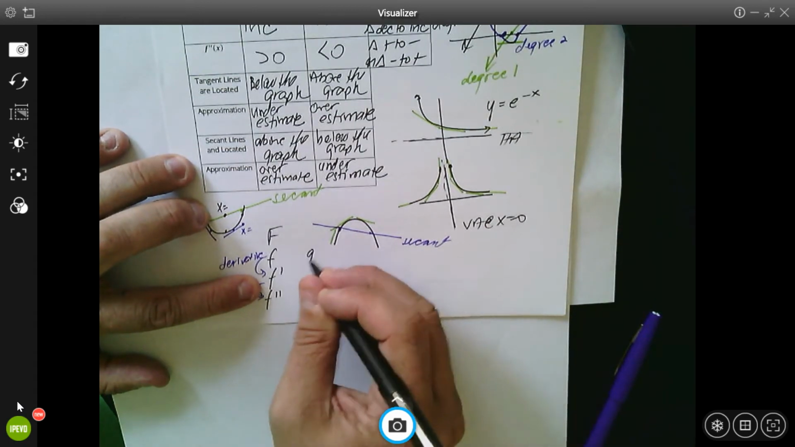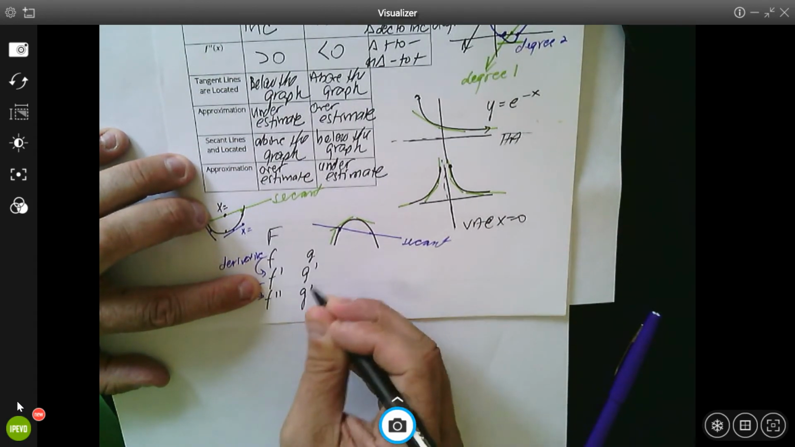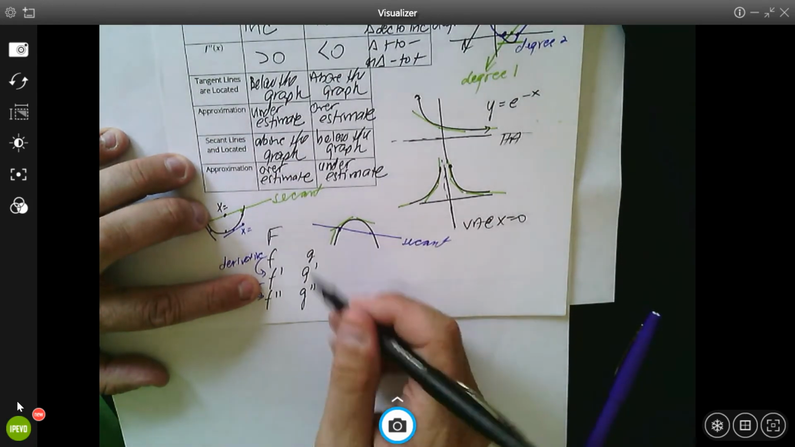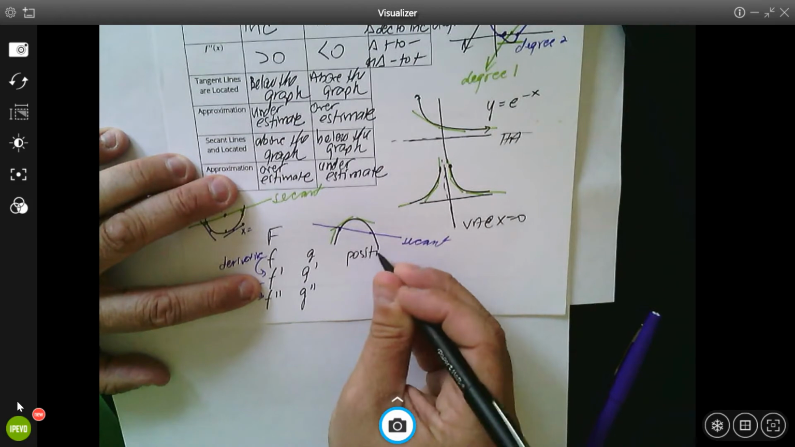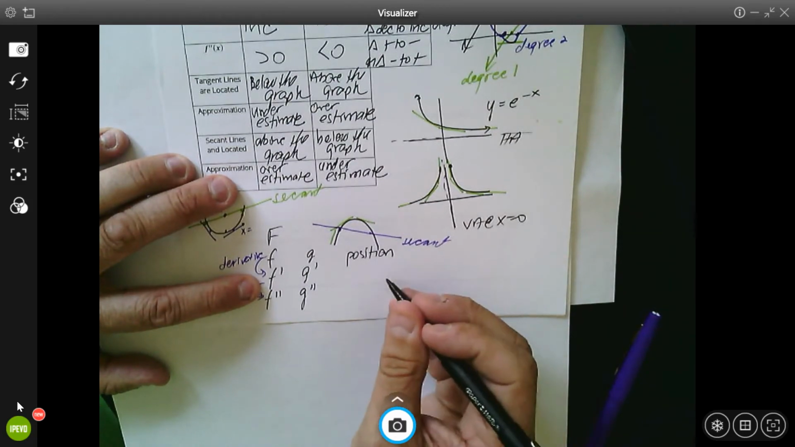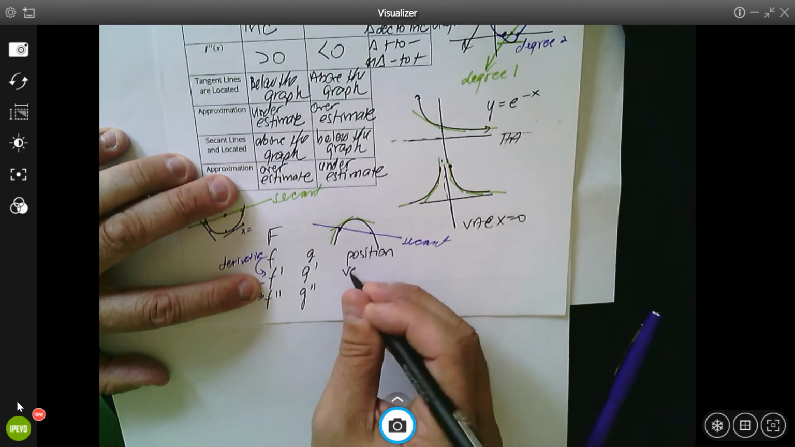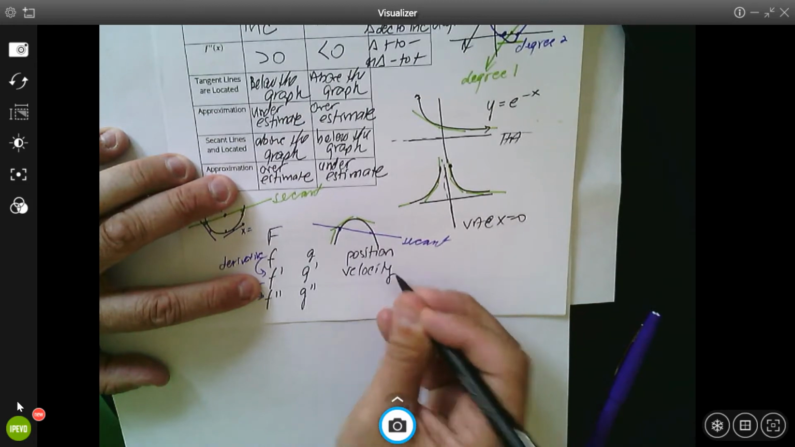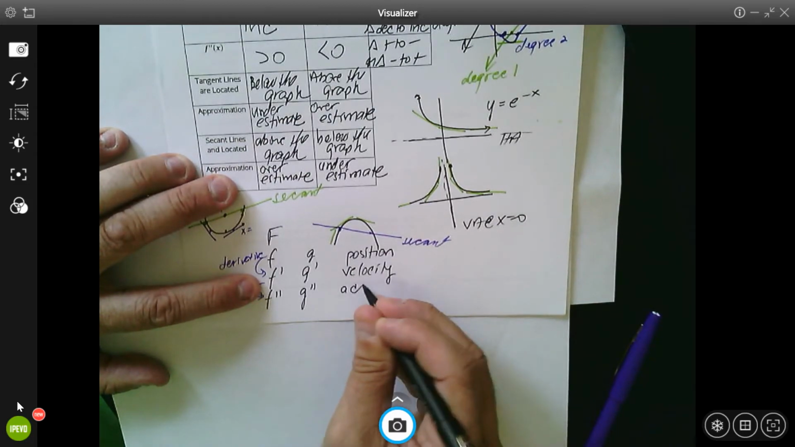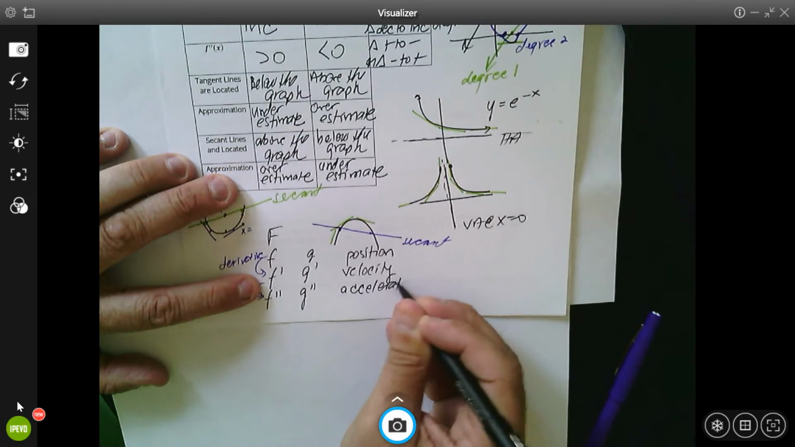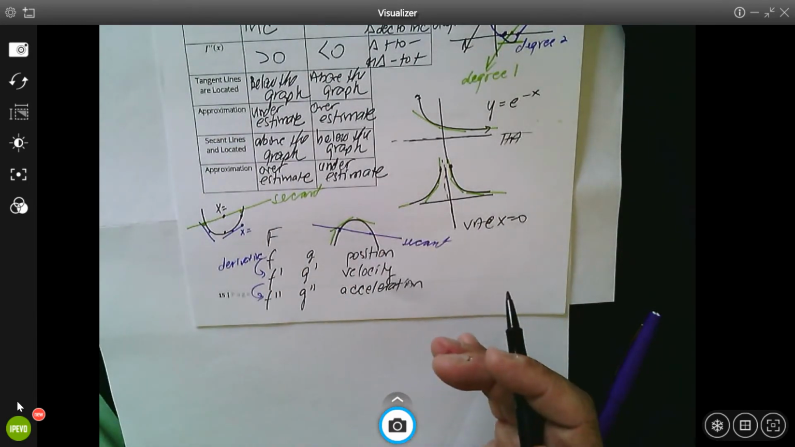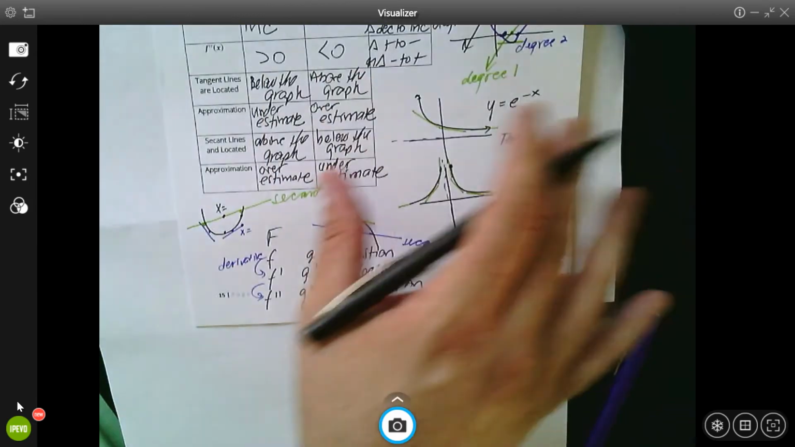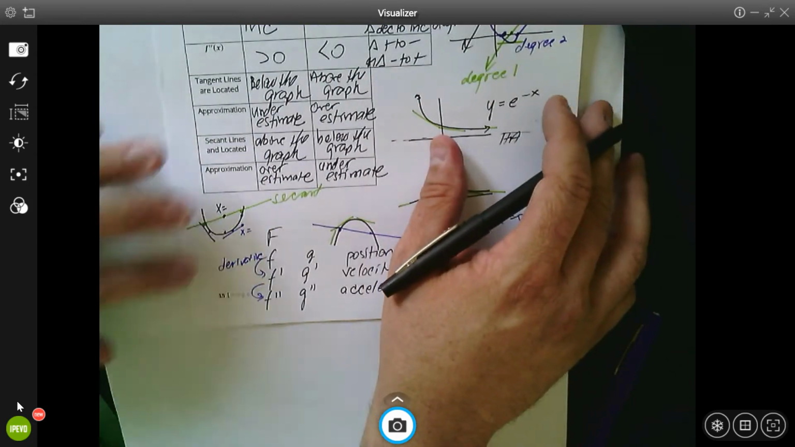They might give you g, g prime, and g double prime and ask you about the relationships there. They might look at a physics question and tell you about the position function, or ask you about the position, and you need to remember that the derivative of position is velocity, and the derivative of velocity is acceleration. These are the things that you want to keep in mind as to how we're going to apply all these derivative relationships. Let's keep going.